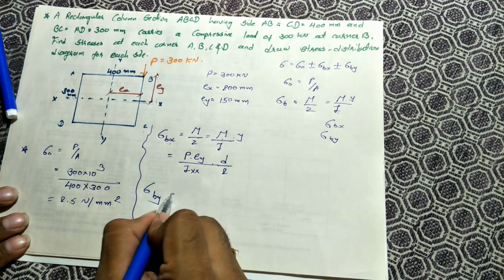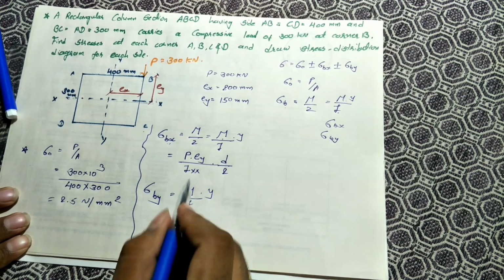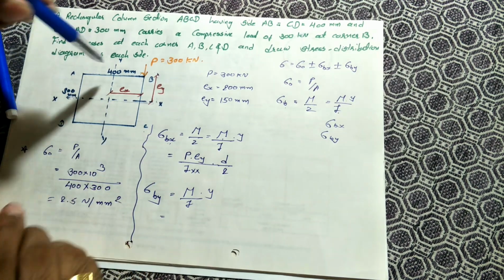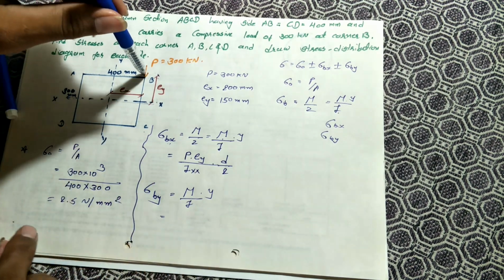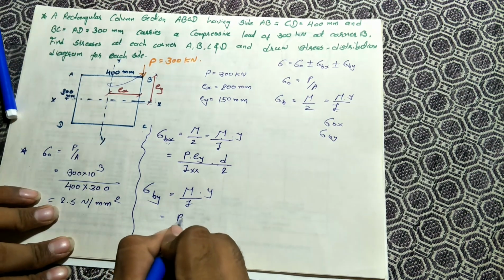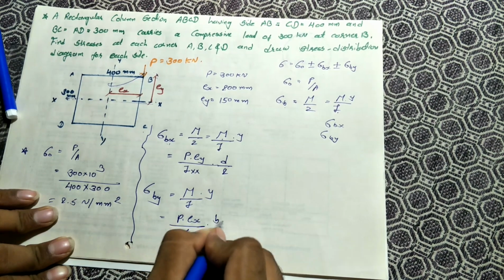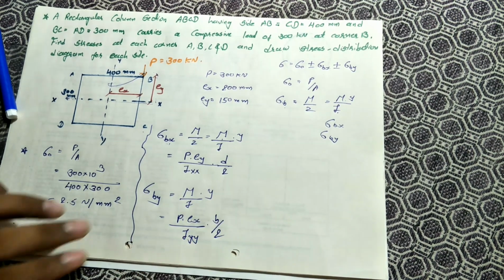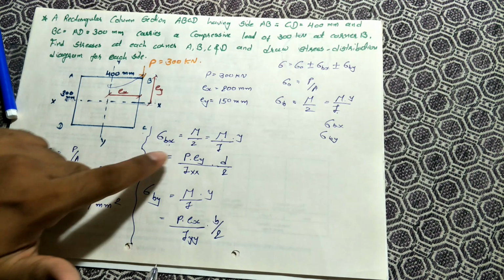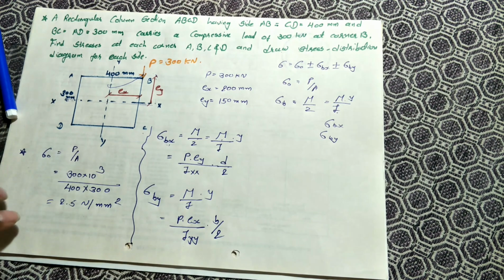Now what is your formula for By? That is again M by I into y. So this is again the opposite of this. This is your y-axis, so this is your force into perpendicular distance. So this is P into Ex divided by Iyy into b by 2. Before starting this calculation, we need to calculate Ixx and Iyy first.